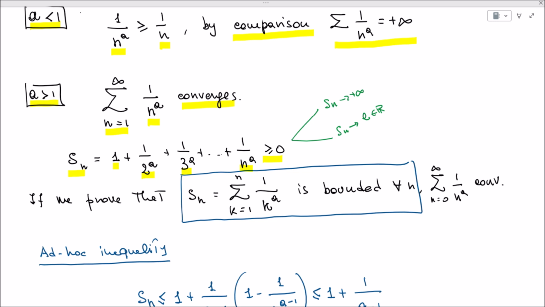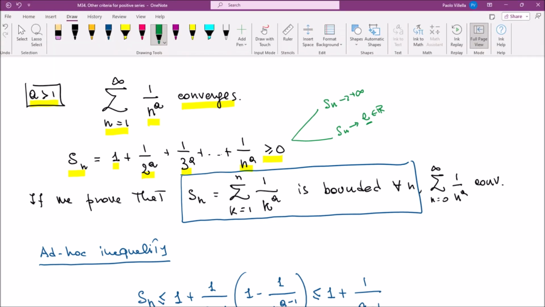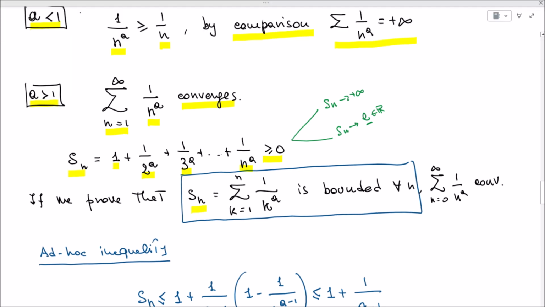Now, if we want to prove that the series is convergent, it will be sufficient to prove that Sn, which is exactly this in compact form, is bounded for every n. Because if we prove that the sequence is bounded, it cannot be divergent, so the only option that remains on the table is that the series is convergent. So we would like to prove exactly this, that this partial sum Sn, which is the sum as k goes from 1 to n of 1 over k to the a, is bounded for every n.